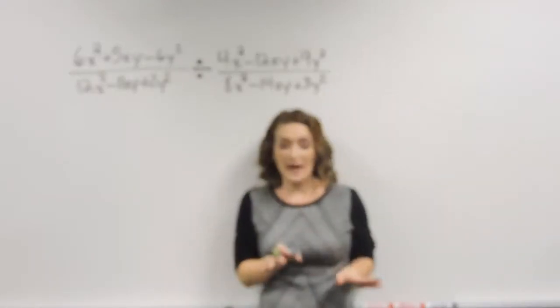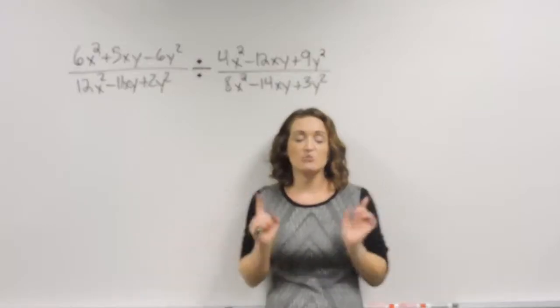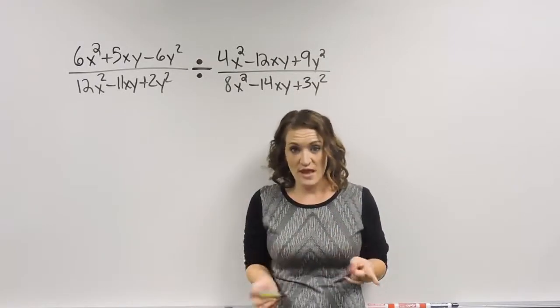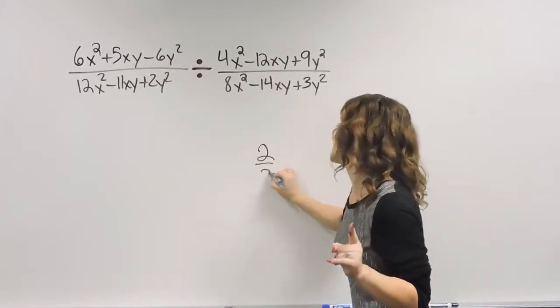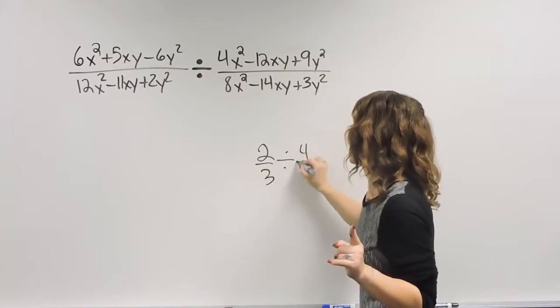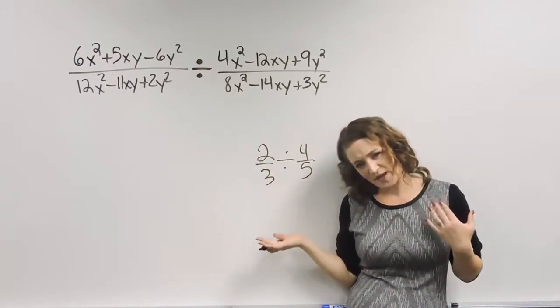Now when it comes to dividing rational expressions, the first thing that you need to keep in mind is that you need to use the division rule. And the division rule is the same rule that you would use to divide two fractions together. So pretend you were looking at this example here. How would you divide this?